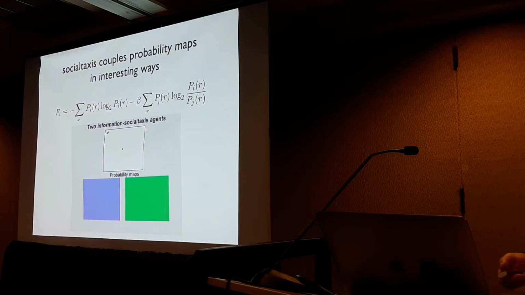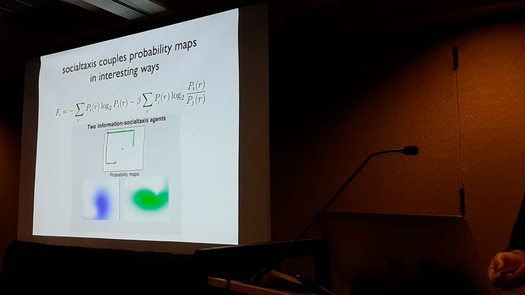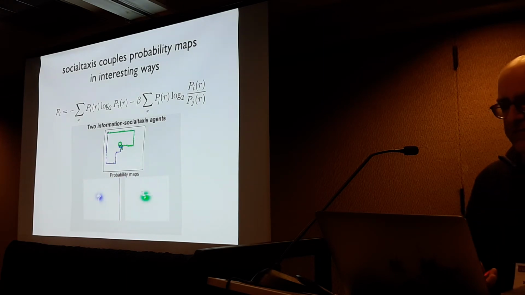By the way, this is to get a feeling of how this is actually going on. What's going on is that we are now going to plot, in addition to the trajectories, the actual probability map that they form for themselves, and you can see something about how they converge.